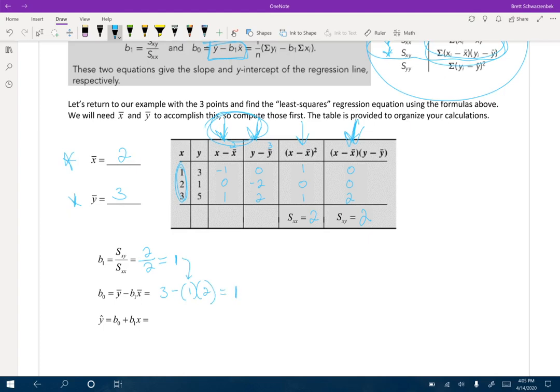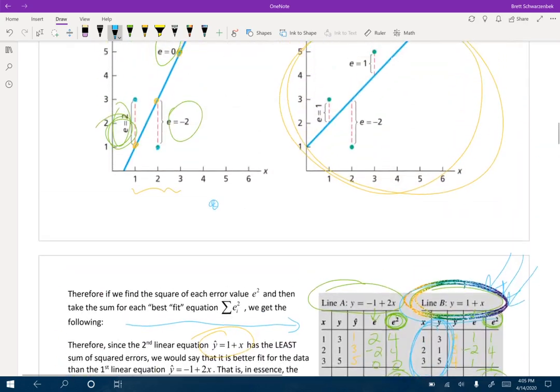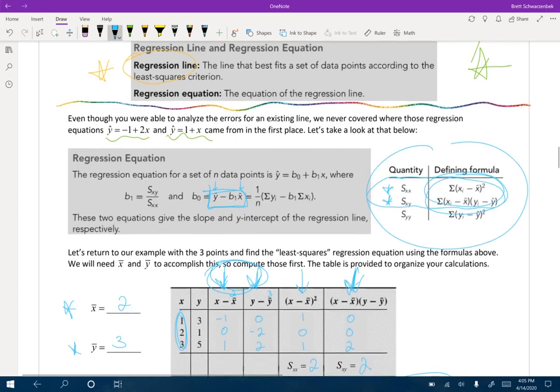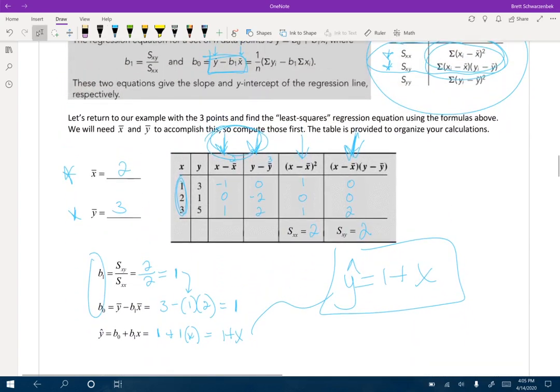So if we now take b1 and b0 and plug it into the regression equation, we would get 1 plus 1 times x, which is 1 plus x. So the regression equation is y hat equals 1 plus x, right? If we go back to our colored thing right here, that is exactly the equation that we got when we determined that had the least sum of squares. So that is how you calculate a regression equation from scratch.